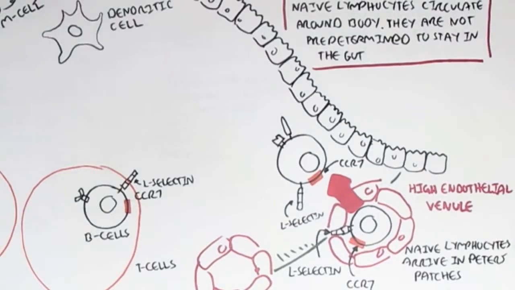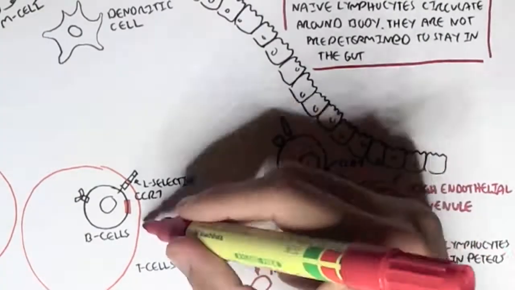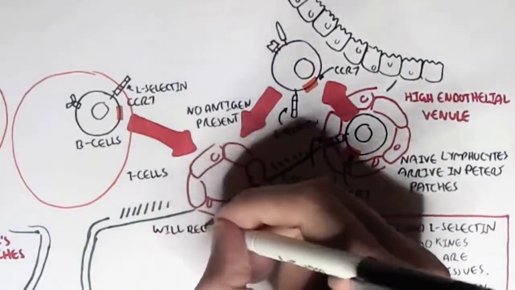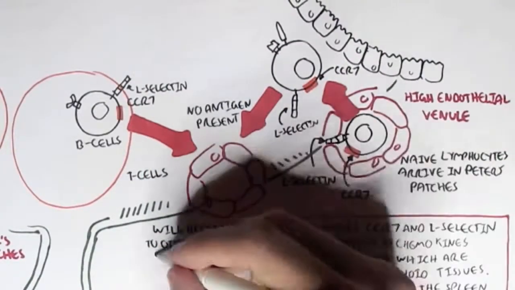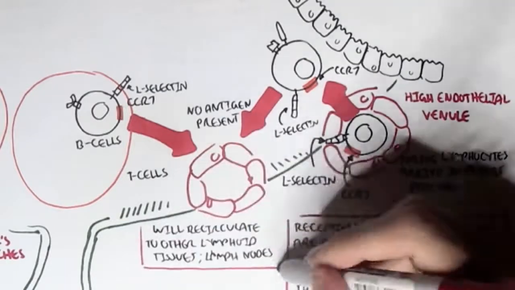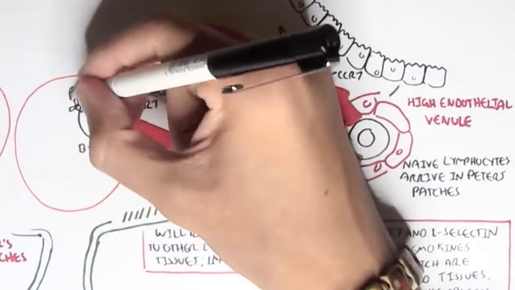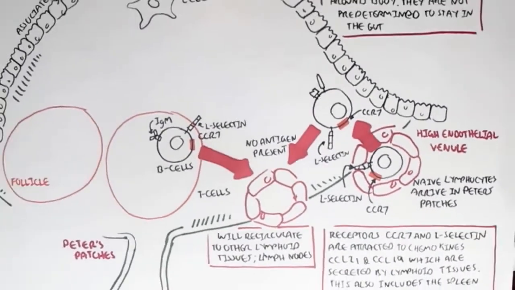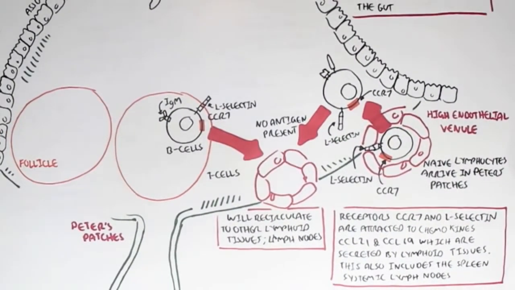Now, if no antigen is present within the Peyer's patches, or there's no antigen to be presented to the lymphocyte by the dendritic cells, the lymphocytes will recirculate through the bloodstream because they still have these CCR7 and L-selectin receptors. So they will recirculate to other lymphoid tissues such as the lymph nodes or the spleen.